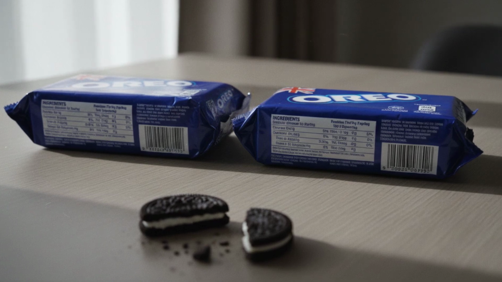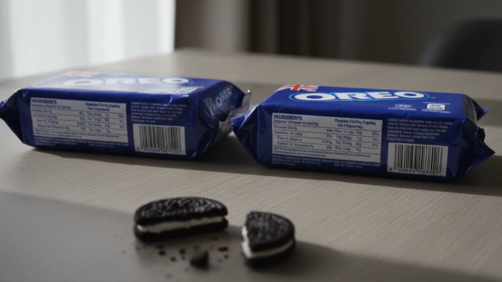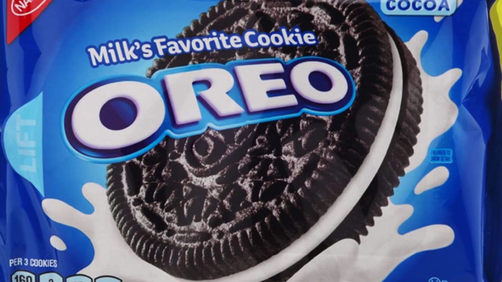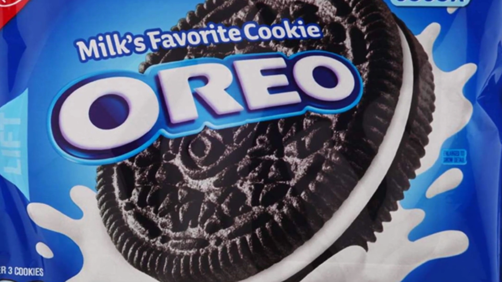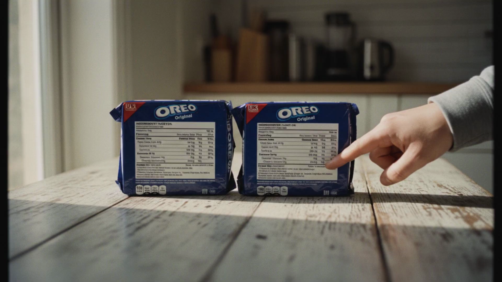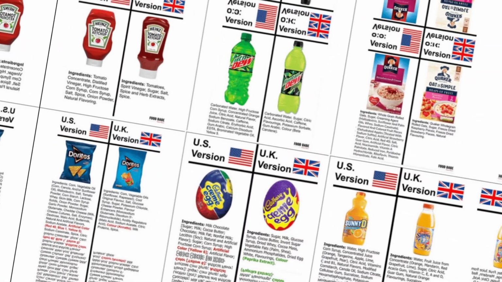I have 2 packs of Oreos in front of me right now. Same brand, same logo, same black cookie, same white filling. One was bought at a grocery store in New Jersey, the other was bought at a Tesco in London. And the ingredients list on the back of each one is not the same.